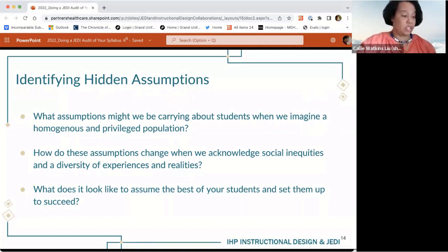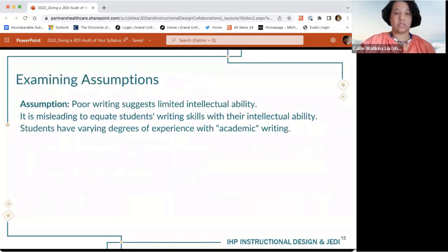All right, so let's go on to the next one. So here's the first assumption. We can have an assumption that poor writing suggests limited intellectual ability. It is misleading to equate students' writing skills with their intellectual ability. Students have a varying degree of experience with academic writing.